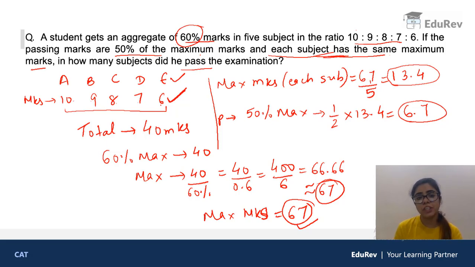Now in subject A, he scored 10 marks, so he has passed out of 13.4. In B, he scored 9, so he passed. In C, he scored 8, so he passed. In D, he scored 7, so he passed.